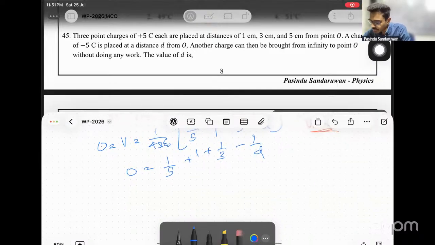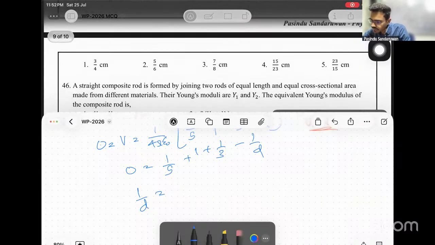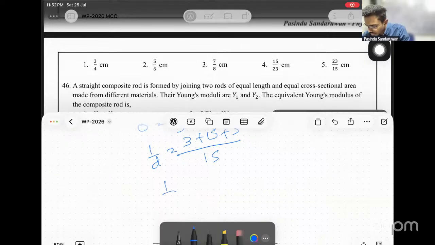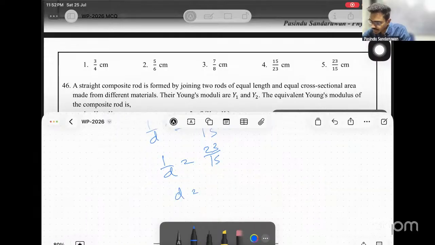Then take this 1 over d to this side, 1 over d equals, here the common denominator is 15. 15 times, for 15, 5 times 3, and this is 15, and this is 5. Then 1 over d equals 23 over 15. We need d. D is 15 over 23. It is 4.